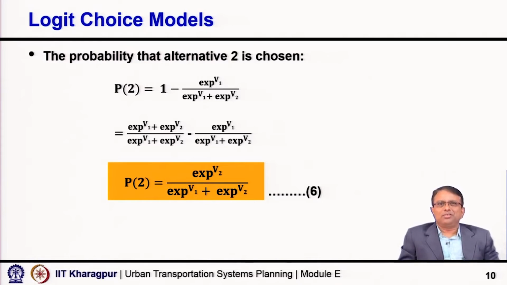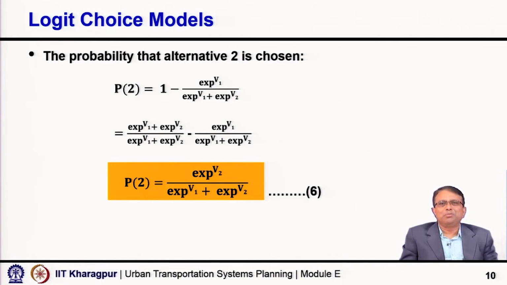Before that, if I have to say what is the probability of choosing alternative 2, obviously, there are only 2 alternatives. So the probability of choosing both alternatives should be either this or the other.